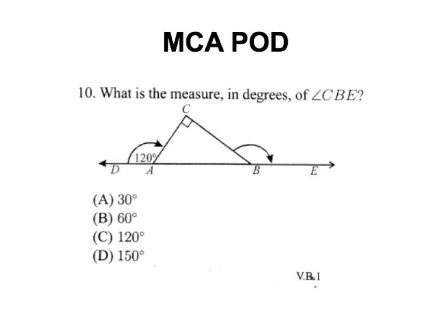Push, pause, and try it out. This equals 180, so this has to be 60 degrees. All angles in a triangle equal 180 also. So this angle right here has to be 30 degrees. And if this is 30, this equals 180, so this has to be 150 degrees.